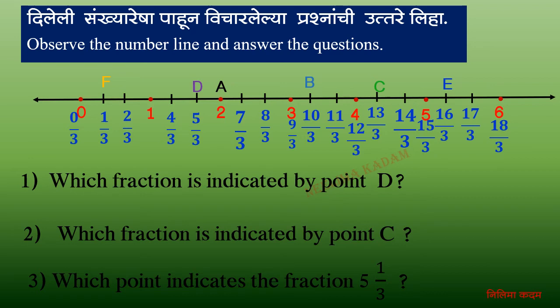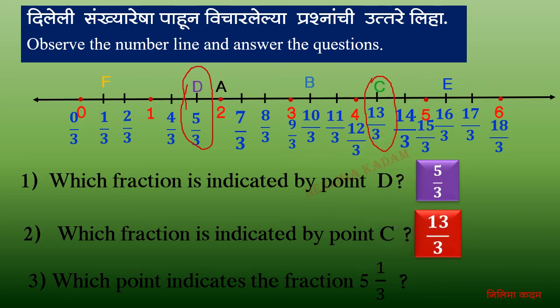Now the questions. Which number is indicated by point D? So where is point D? Find out, it is here, and the fraction indicated by point D is 5 upon 3. Okay, which fraction is indicated by point C? Where is C? C is here. So which fraction is indicated by C? 13 upon 3. Now next, which point indicates the fraction 5 1 upon 3?